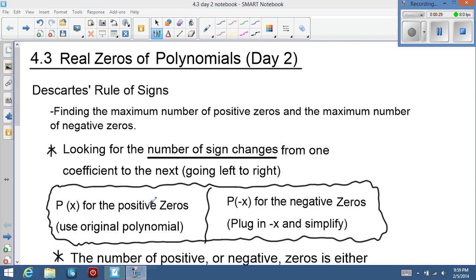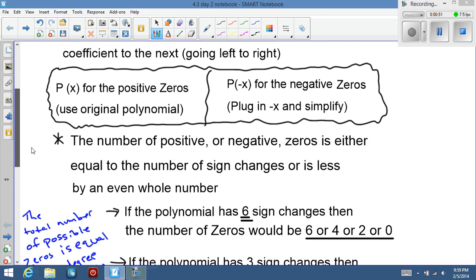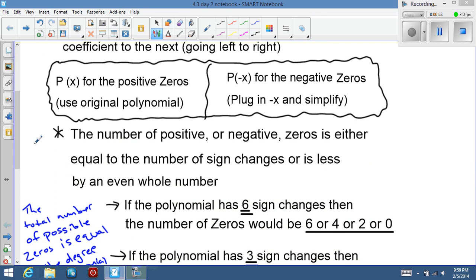To find the number of positive real zeros, we would use the polynomial and look for the number of sign changes. To find the number of negative zeros, we are going to plug in negative x and then simplify. And the number of positive or negative zeros is either equal to the number of sign changes or is less by an even whole number.